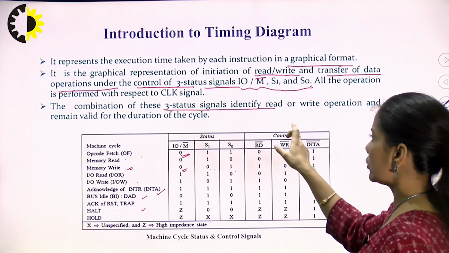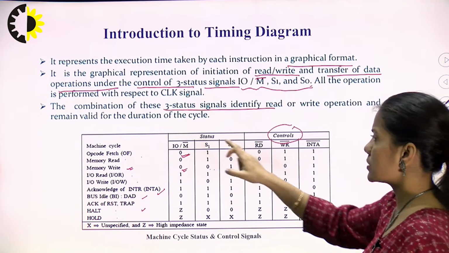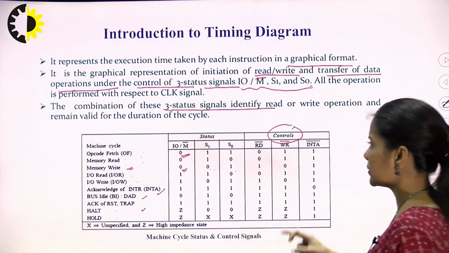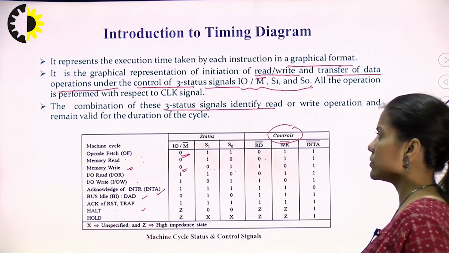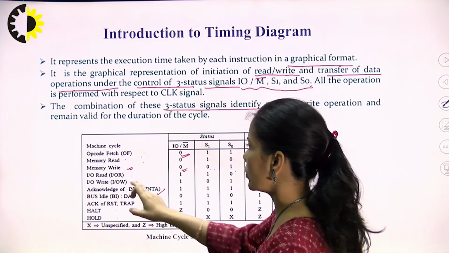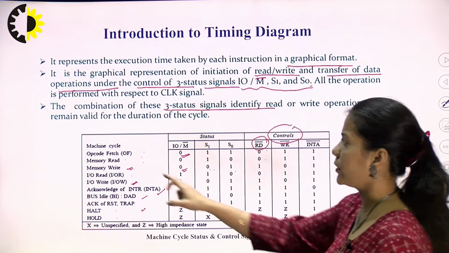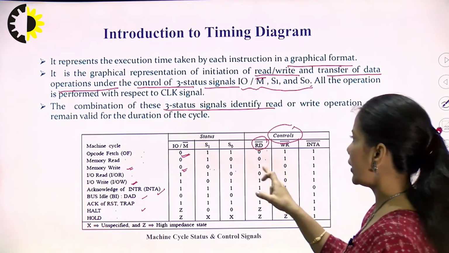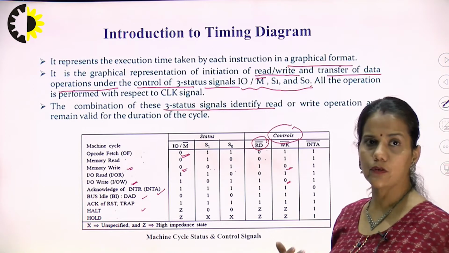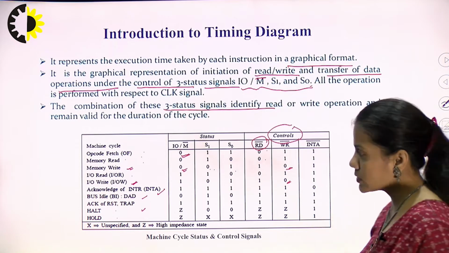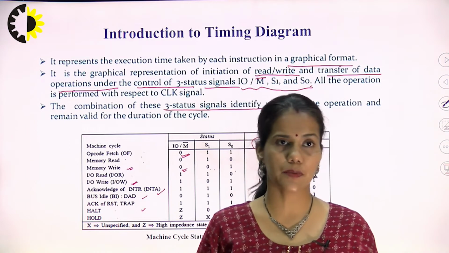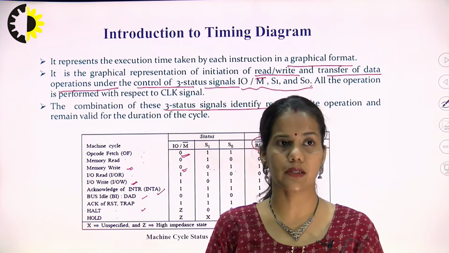Similarly, when we talk about the control signals, since some reading operation is going on in the first two machine cycles, this read signal is 0 0, since this is active low, and here some writing operation is going on in the input output write and memory write. So, here the write operation should be 0 to represent the active low write signal. So, in this way the various status and control signals represent the different operations taking place in the microprocessor.